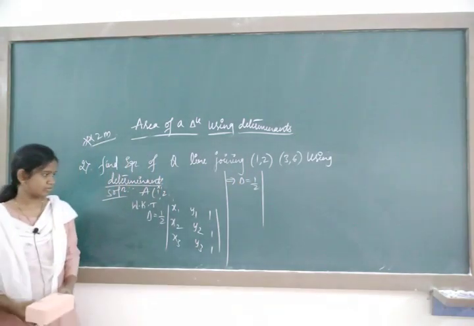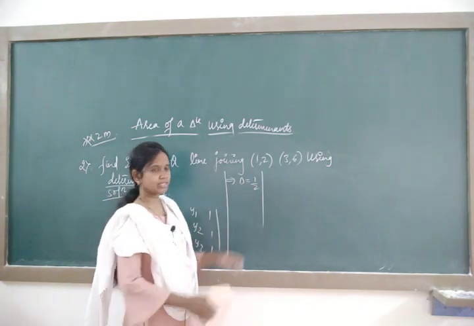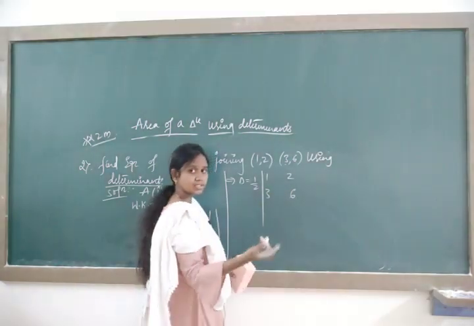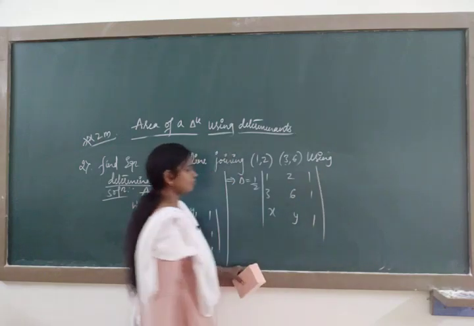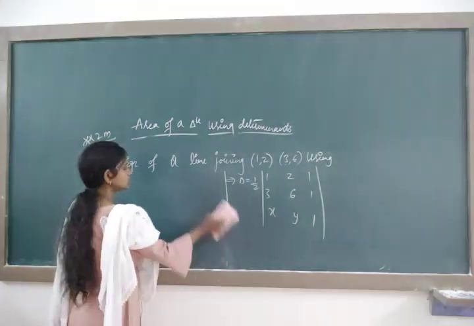It's a half. Now substitute the values. What are x1 y1 we have taken? 1, 2 as x1 y1, 3, 6 as x2 y2, and what is x3 y3? By assumption it's x, y. The last column will be 1 1 1. Now it's a 3 cross 3 determinant. You just expand.